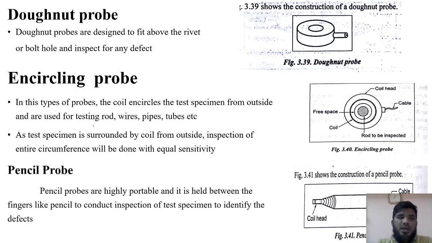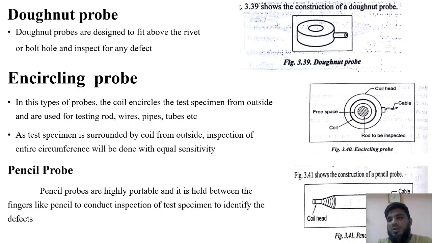Encircling probe. In this type of probe, the coil encircles the test specimen from outside and is used for testing rods, wires, and pipes. It is similar in that it has a hole through which we allow the test specimen, like rods and wires, to pass.